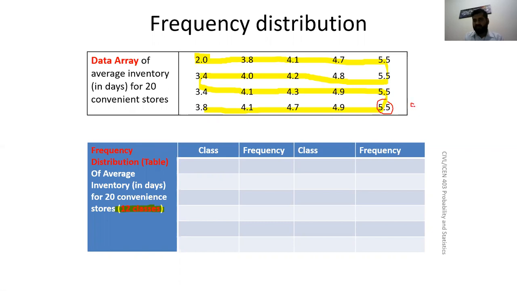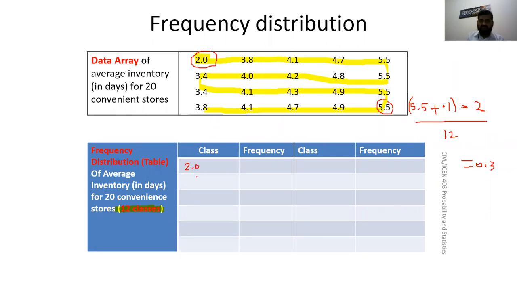But what we do is we write 5.5 plus the next number to it. Next number is 0.1, right? 0.1 is the next one. Then 5.5 minus this lowest value, and we will not subtract or add anything here. Minus 2, divided by the number of classes, 12. Okay, so if you calculate, this is exactly 0.3. So it means my first class is starting from 2.0.